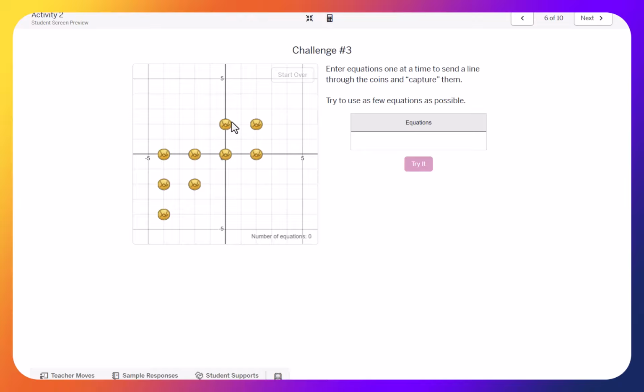So if I look at these top 2 coins, if I wanted to draw a horizontal line through them, I would think to myself, this coordinate is 0, 2. This coordinate is 2, 2. Both of them have a y value of 2. So this time, instead of x equals a number, I'm going to make y equals a number, and that'll give me a horizontal line. Let me show you.